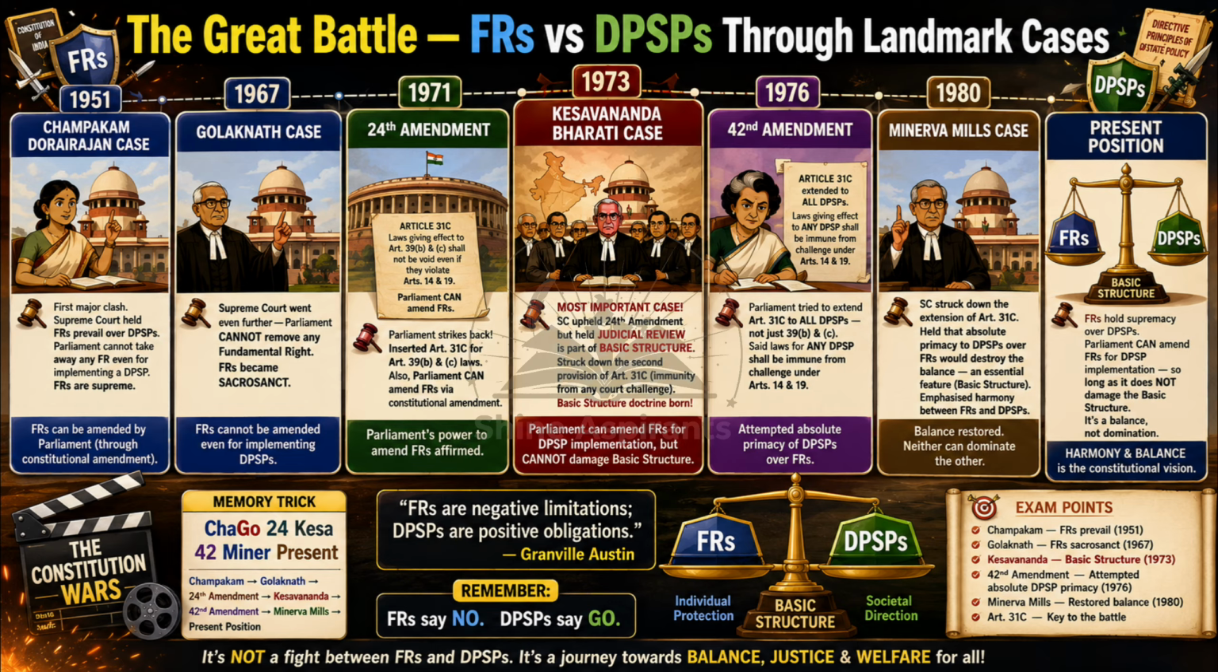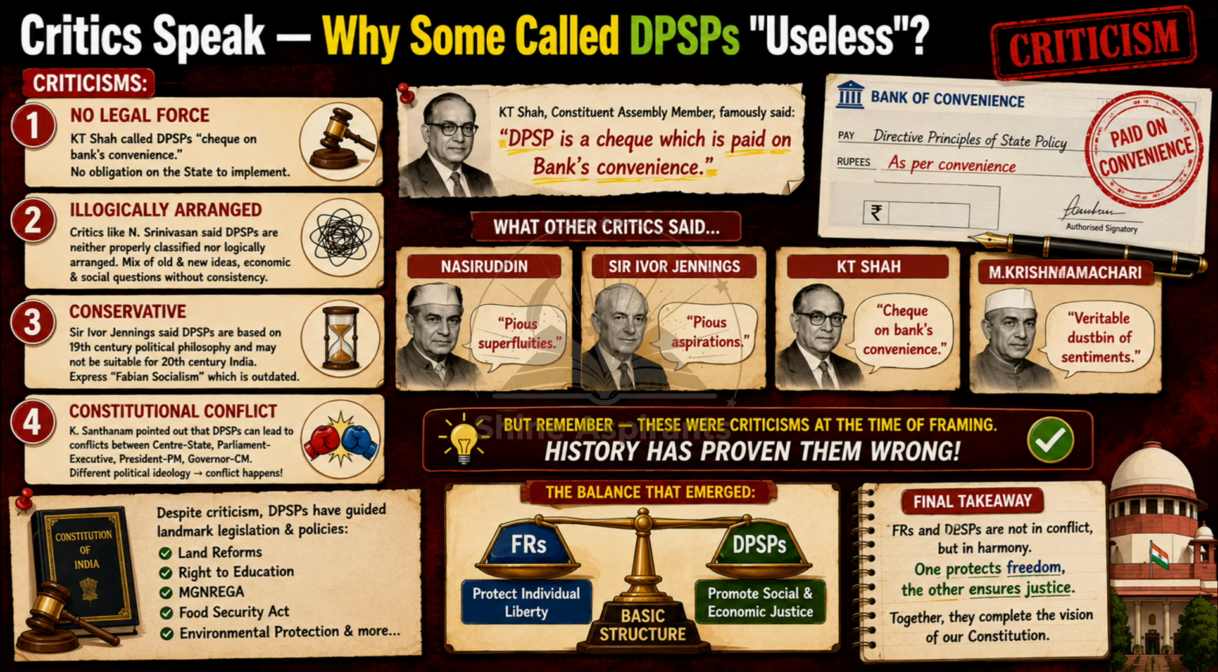Present position. FRs hold supremacy over DPSPs. However, Parliament can amend FRs for DPSP implementation so long as it does not damage the basic structure. It's a balance, not a domination. Criticism of DPSPs. Even great ideas face criticism. Let's look at what critics have said about DPSPs, because UPSC mains sometimes asks, critically analyze DPSPs.